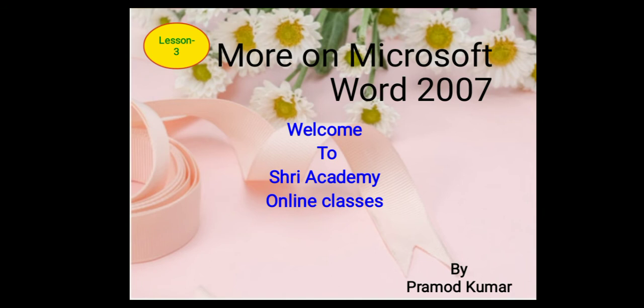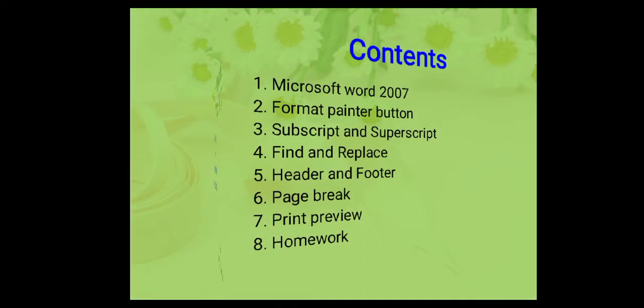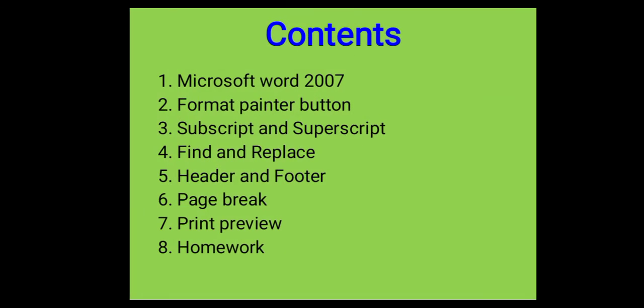Today we will discuss lesson 3, more on Microsoft Word 2007. Contents of this video: first, Microsoft Word 2007; second, format painter button; third, subscript and superscript; fourth, find and replace; fifth, header and footer; sixth, page break; seventh, print preview and homework. All these contents are included in this video. So let's start the video.